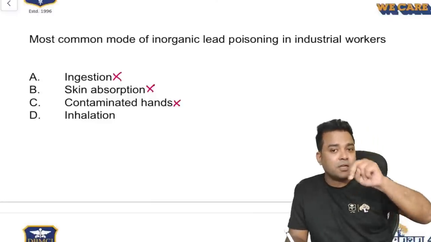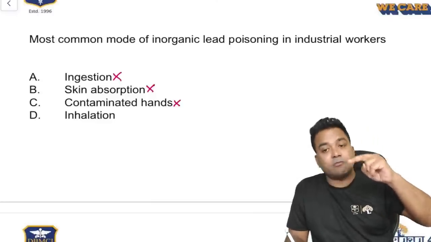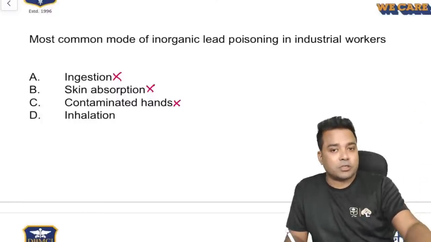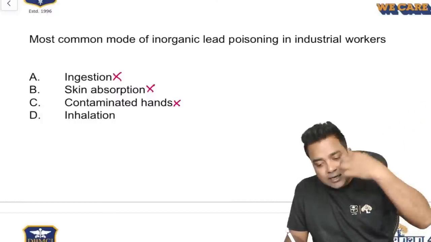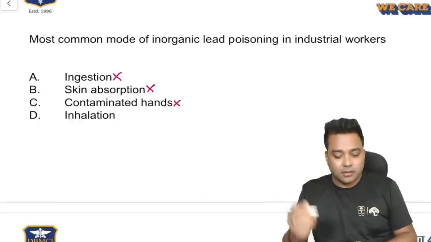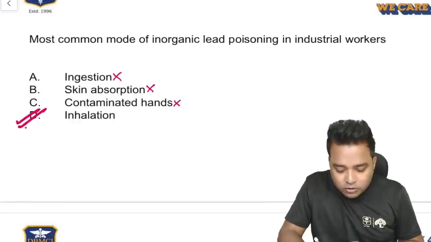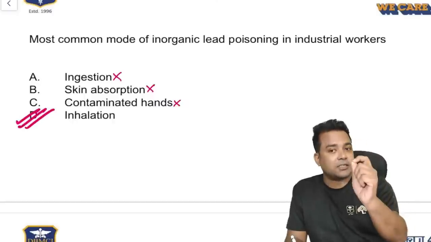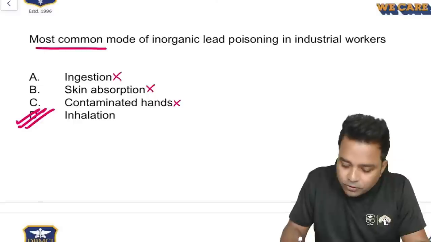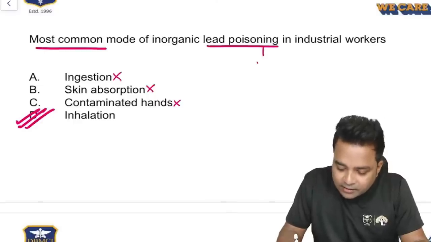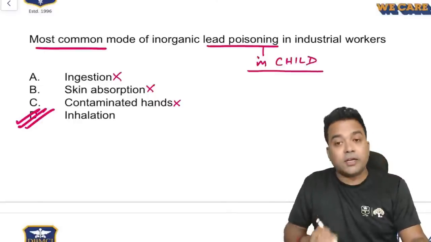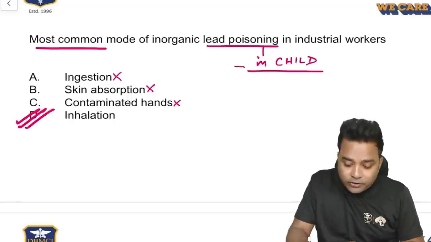By ruling out options, I can think that yes, if the person is working in a battery making industry where lead has uses, or a paint making industry where lead has uses, in the atmosphere there will be lead dust particles. So the most common mode for a worker should be inhalation. But if I frame the question as the most common mode of lead poisoning in a child, your answer will go with ingestion.